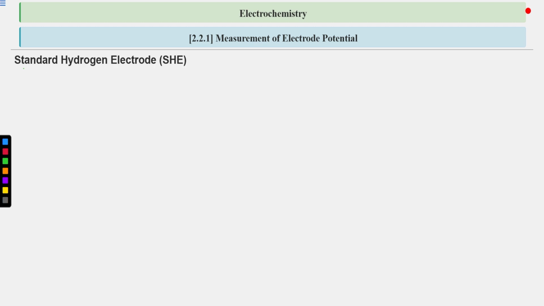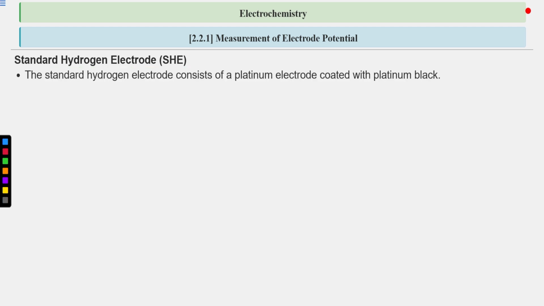Now let's define the standard hydrogen electrode completely, which you can represent by SHE. It consists of a platinum electrode coated with platinum black. As the name says, it has hydrogen, so a hydrogen reaction is going on. Since SHE represents a half cell, it has only one electrode, which is of platinum, coated with platinum black.